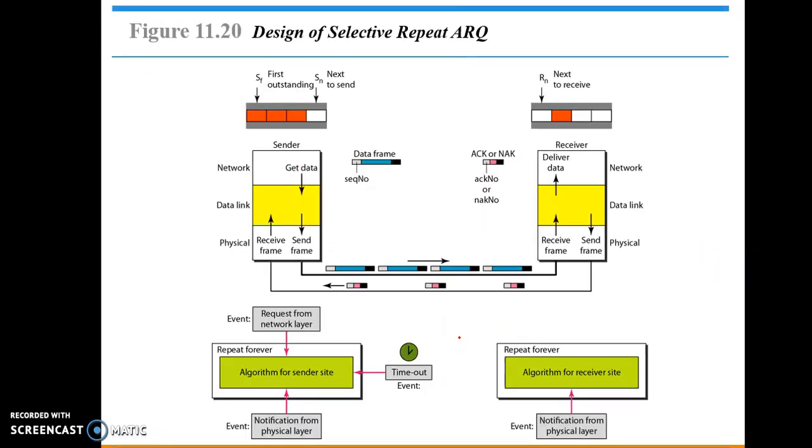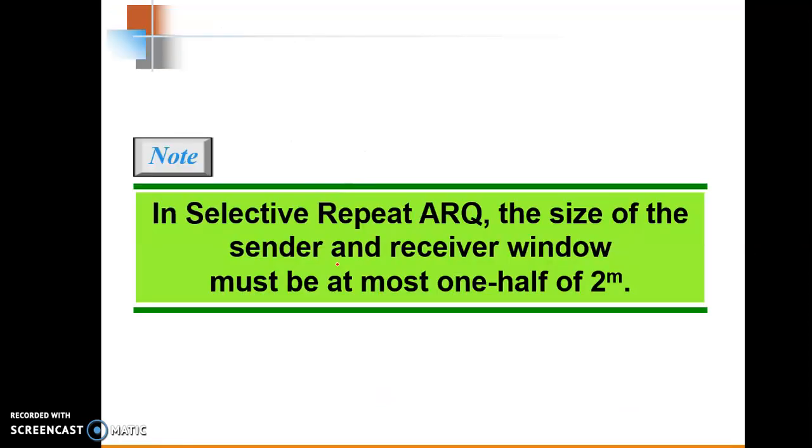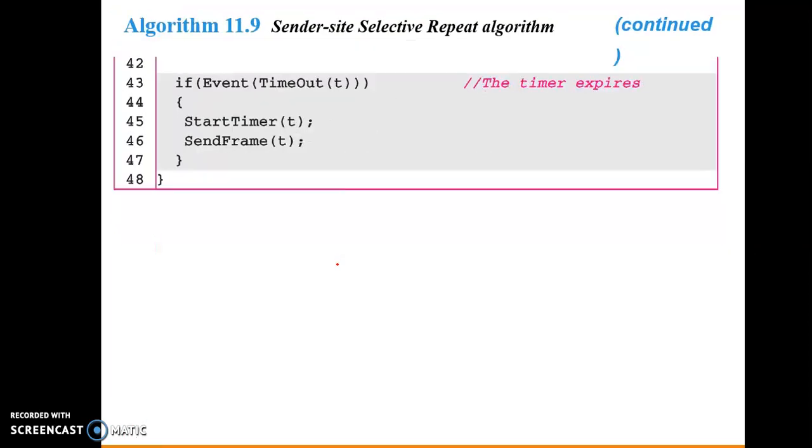So one more beauty is selective repeat ARQ, in which the only difference is you need not send the entire sliding window again. You can send the damaged frame only. That is the beauty of selective repeat ARQ. I will teach you in the next class.